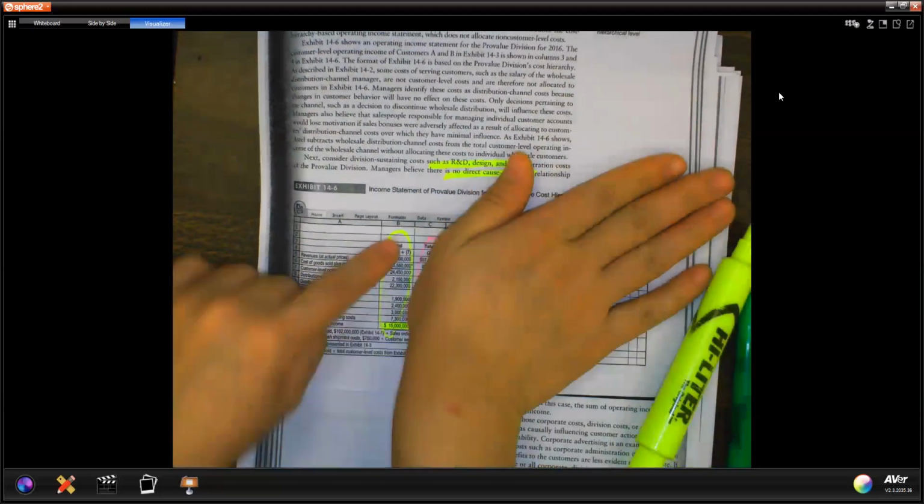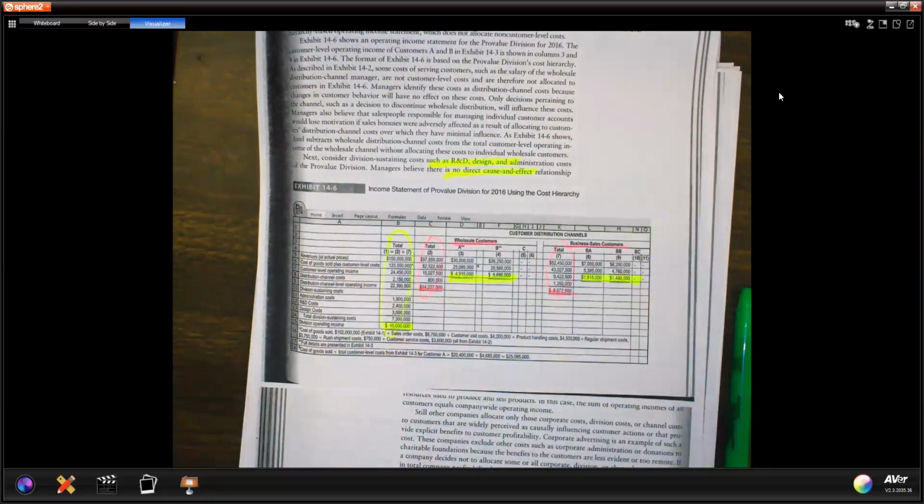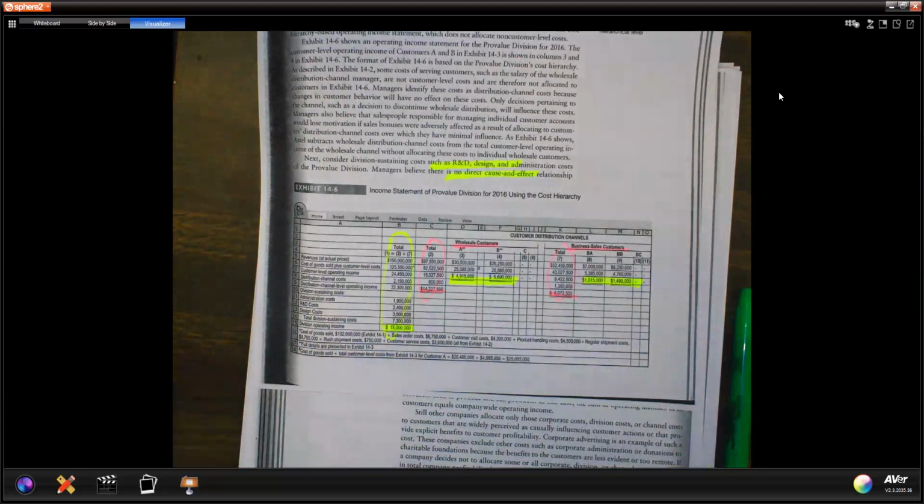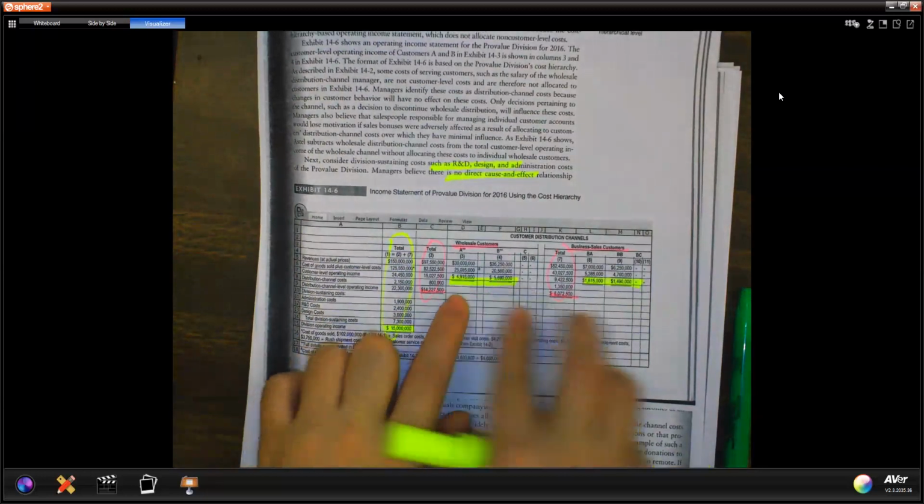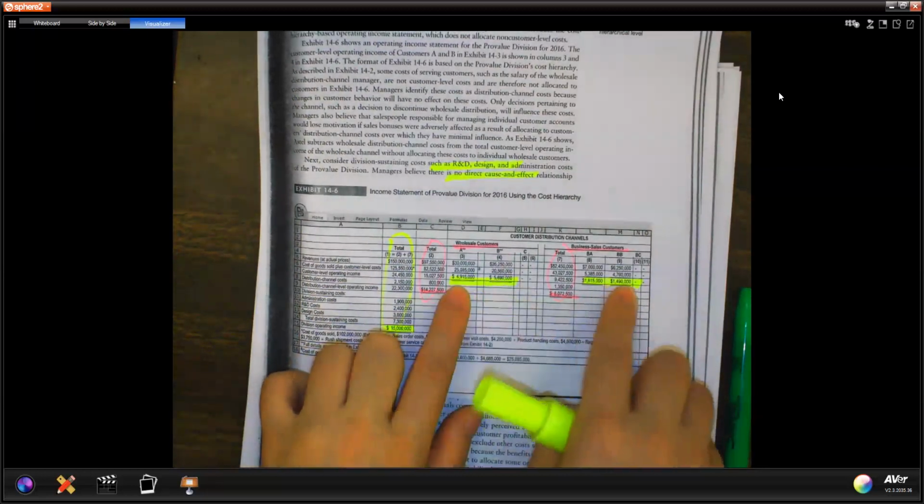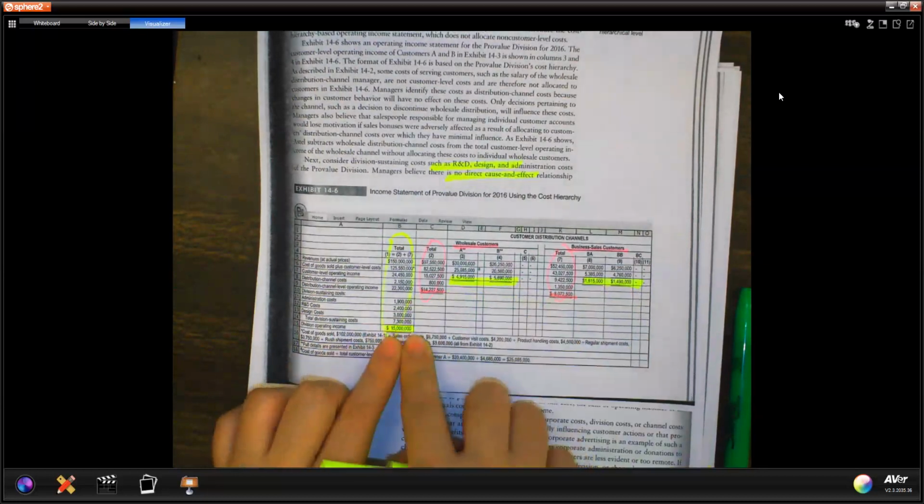So instead of just looking at this income statement directly, this expanded, we call it cost hierarchy-based operating income, shows you different levels. You can find out your customer, you can find out your channel, you can also find out your division. So that's the main thing that you want to find out.